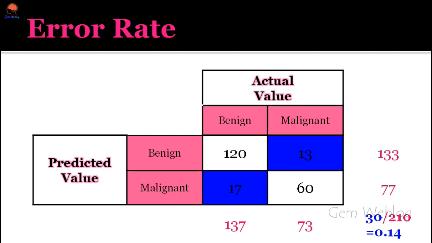Now we will see how to calculate the error rate from the confusion matrix. 13 samples that belong to malignant class have been incorrectly classified as benign class by the ML model, and 17 samples that belong to benign class have been incorrectly classified as malignant class by the ML model. So these two entries have been taken for calculation. So 13 plus 17 is 30, divided by 210 samples. So 0.14.